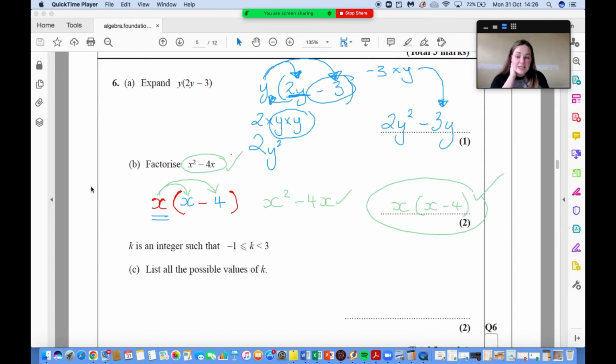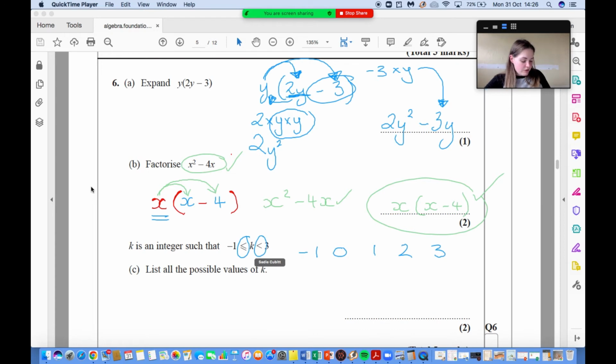Okay, now question 6c is saying that k is an integer such that minus 1 is less than or equal to k, but it's less than 3. And all that means is you've got this number and it's between minus 1 and 3. So you've got minus 1, 0, 1, 2 and 3. However, you've just got to be careful of these symbols.